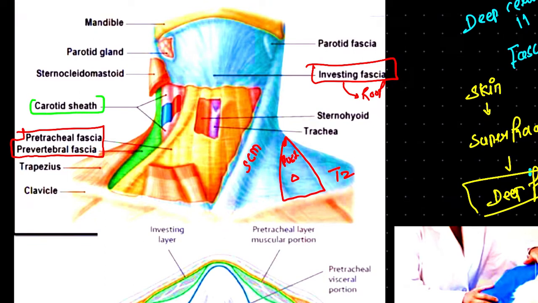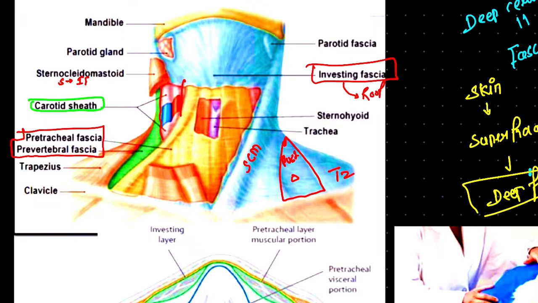This is our carotid sheath, as you can see. In this carotid sheath, the most superficial is our what? Investing fascia, obviously. And then anteriorly, it is formed by what? Anteriorly, this is our carotid sheath that we are talking about right now.